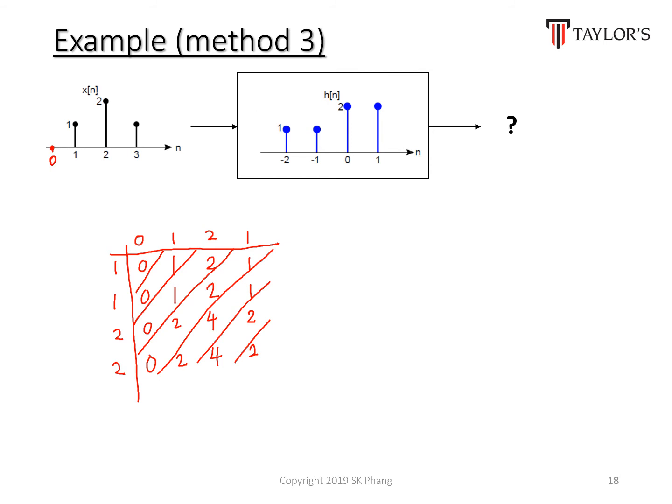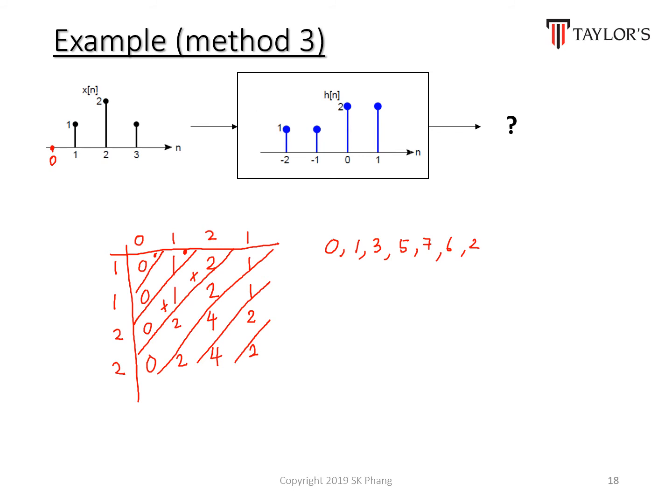So the first summation at this point is 0. Alright, so this is the point that we are looking at now. And at this point is 1 plus 0, so it is 1. At this point is 2 plus 1 plus 0, so it becomes 3. And then the next one is 2, 2, 1, so it's 5. And then the next one 2, 4, 1, so it's 7. And then followed by 6, and finally by 2.